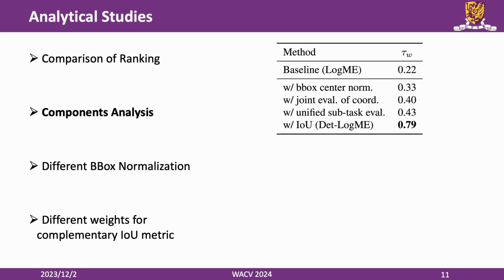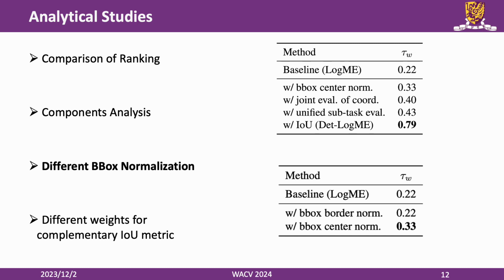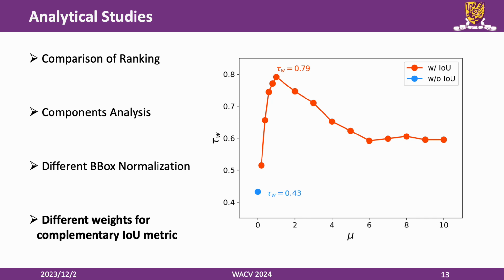Then we study each component in our proposed framework. We can see that each component does contribute to the final performance. Also, we study different bounding box normalization techniques, including border normalization and center normalization. We also perform analytical studies on different weights for the complementary IOU metric. We can see that with the complementary IOU metric, our method always performs better than basic LogME and U-LogME.